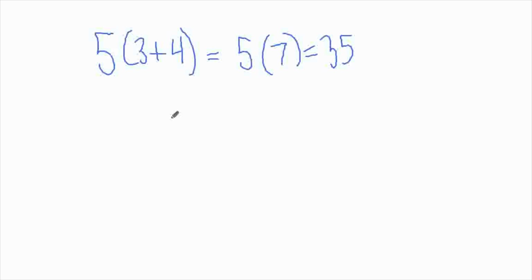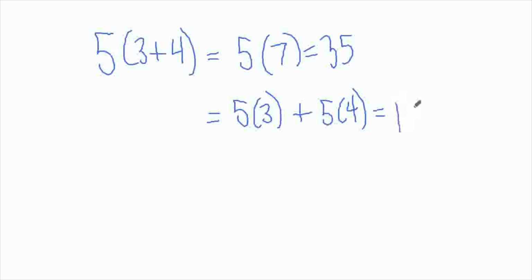Okay, now it'll sometimes be useful, rather than simplifying the parenthesis first, to simply take the number in front and multiply it by each guy inside the parenthesis. Okay, and you will see that this will always give the same answer. So distribution has to do with getting rid of parentheses by multiplying everything inside the parenthesis by whatever's on the outside.